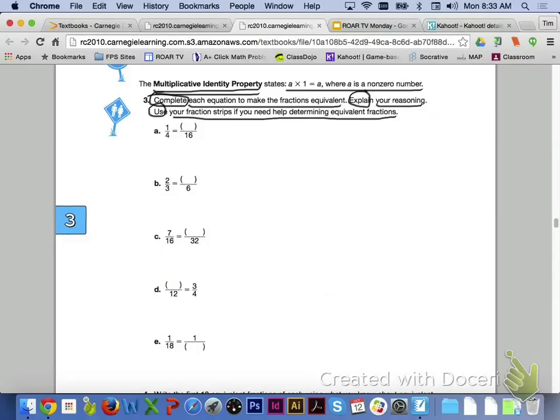Number 3 tells us to complete each equation to make the fractions equivalent. Explain your reasoning, and again, you can use your fraction strips if you need help determining the equivalent fractions. Please do letters A through E with your group members.